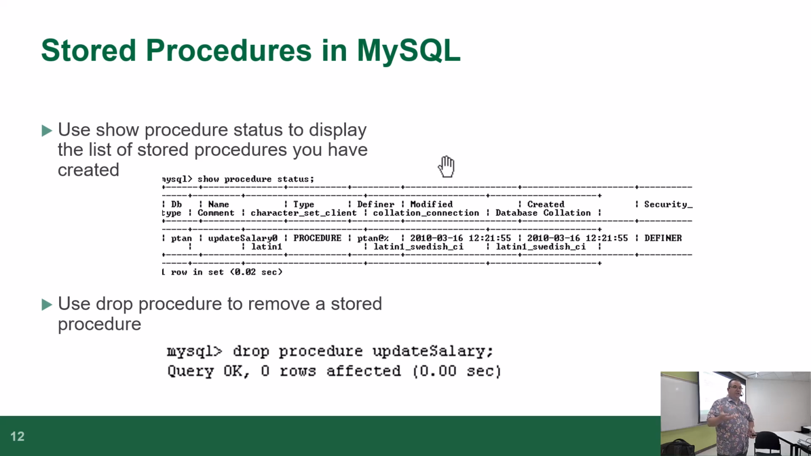The show procedure, like show tables, remember last semester, show tables, show databases. You can do show procedure status for some unknown reason, and it shows you the stored procedures that are stored in your system. And to get rid of one, it's just drop. So drop procedure, give it a name, and the procedure goes away.